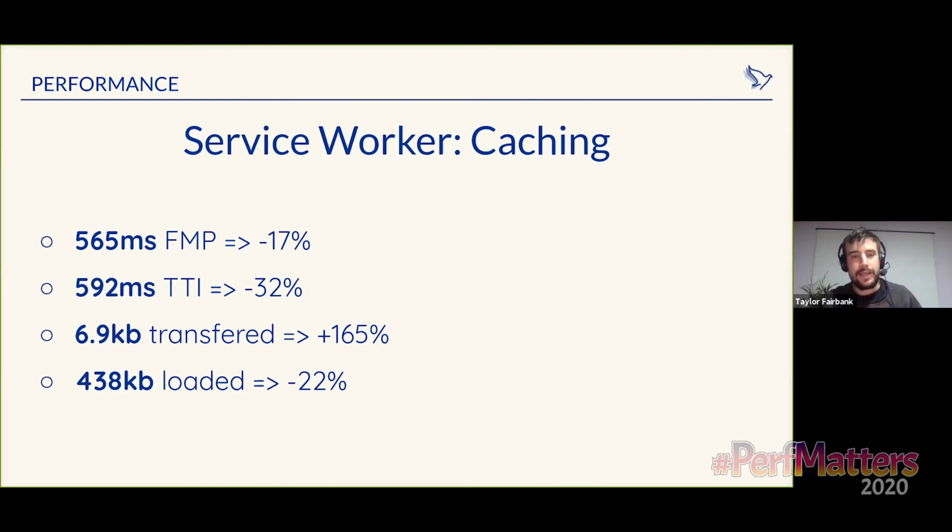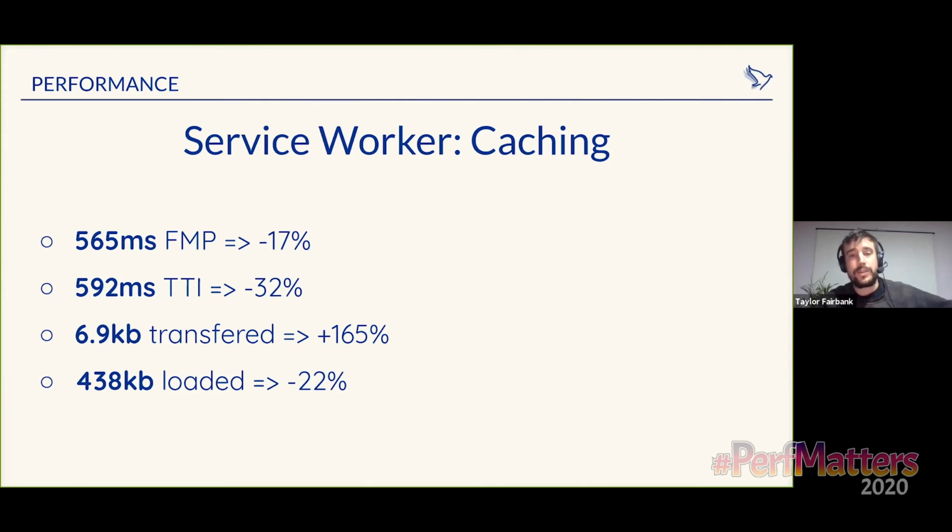So this again has huge improvements, except we're transferring quite a bit more information, but that's such a small number, it doesn't really matter as much. I guess that's just the service worker code that had to be added there. But now we've gotten our first meaningful paint down to half a second, the time to interactive down to 6/10 of a second. We're only transferring about 7 kilobytes, and then once that gets uncompressed, it's about half a megabyte there.